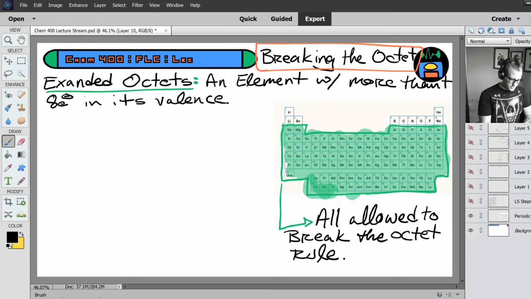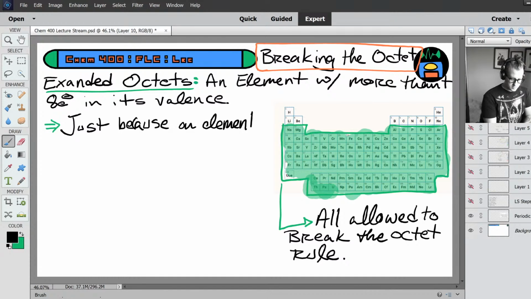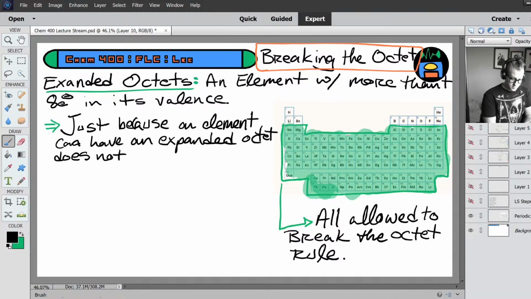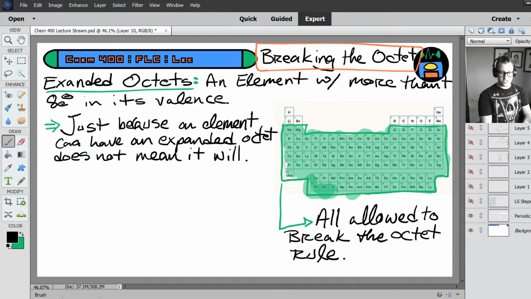So first off, just because an element can have an expanded octet does not mean it will. Just because it can doesn't mean it will.